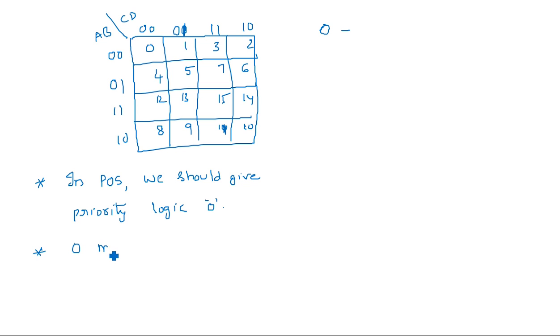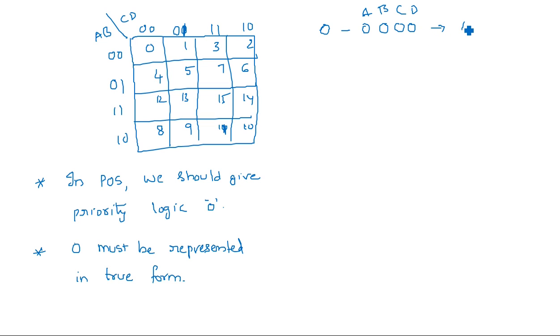So 0 must be represented in true form. Suppose A is 0, then it is A. If A is 1, then it should be in complement form, A bar. Now here see 0: A is 0, B is 0, C is 0 and D is 0. This is A, B and C, D. The expression for this one is A plus B plus C plus D.